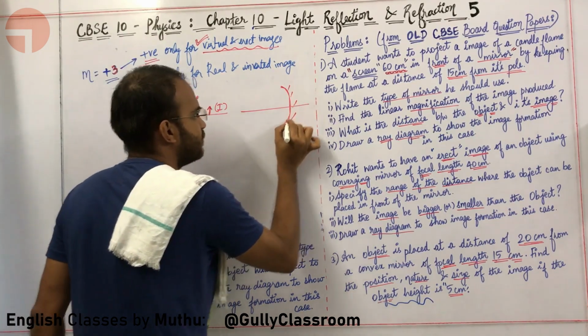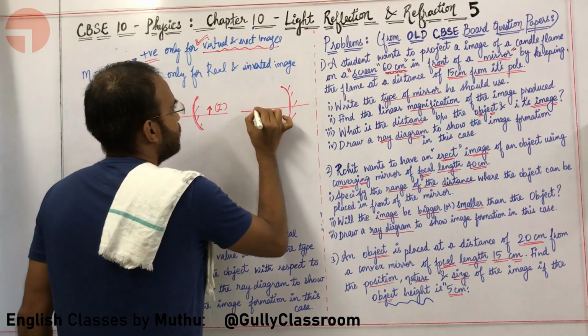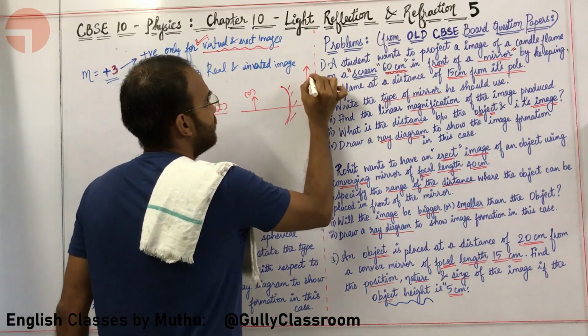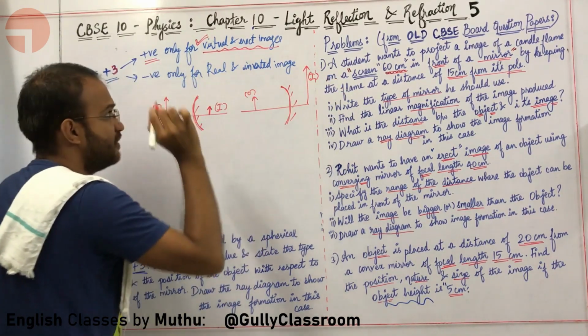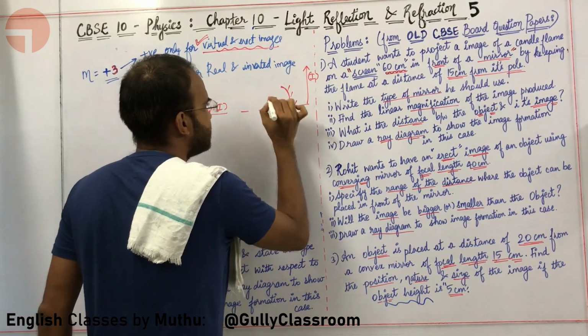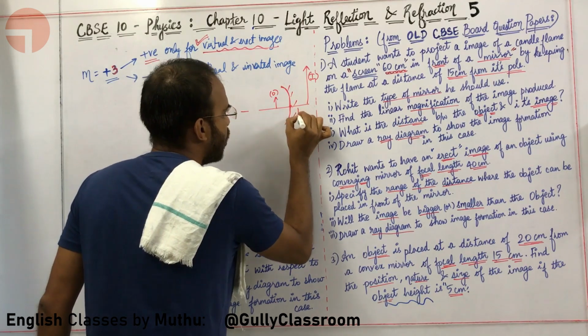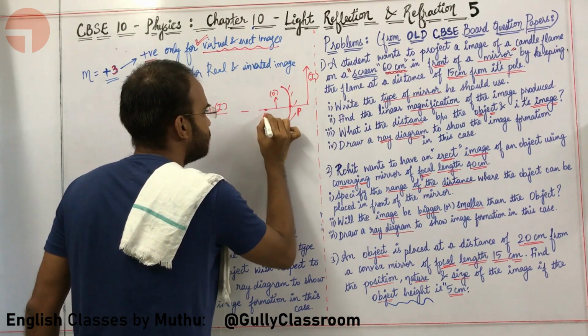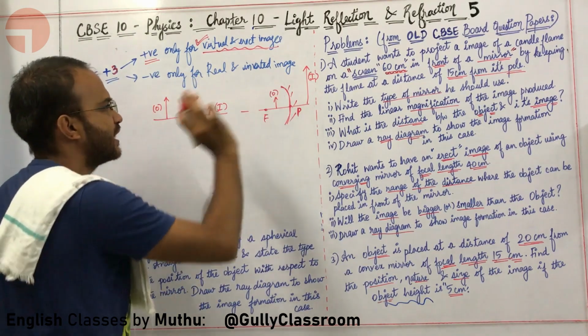What about a concave mirror, sir? In a concave mirror, the object will be smaller and the image size will be higher. The image size will be higher, especially if the object is in between the pole and the focus of the concave mirror.